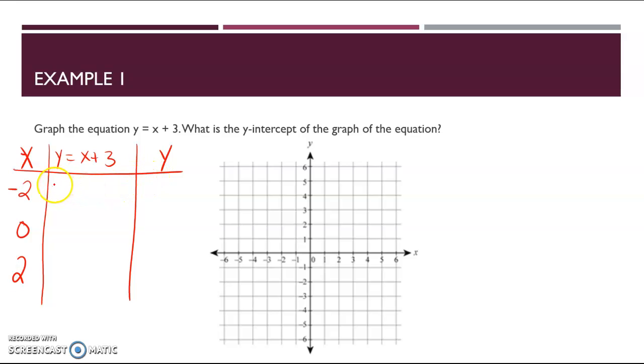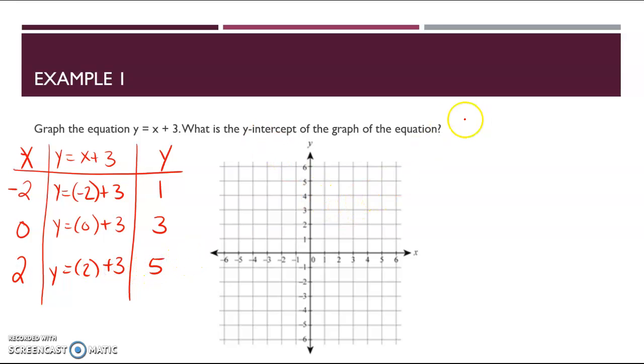And from here, we just plug it in. In fact, that y equals -2, because that's what x is. x is -2, so I'm going to plug it in for x, plus 3. And then I'm going to solve for y. So y is going to equal -2 plus 3, which is 1. And then I'm going to plug in 0. So y equals 0 plus 3. So 0 plus 3 is 3. And then y equals 2 plus 3. And 2 plus 3 is 5.